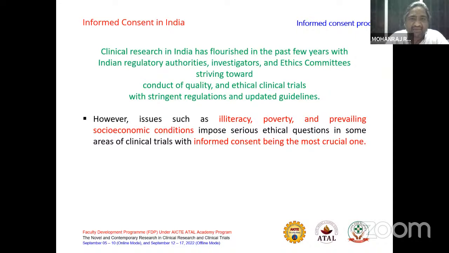These challenges are now being worked on by the Indian regulatory authorities, the investigators, and the ethics committees of hospitals, who work on the quality and ethical way of performing a trial. They are pre-formulating very stringent regulations, and these are also under current upgradation.